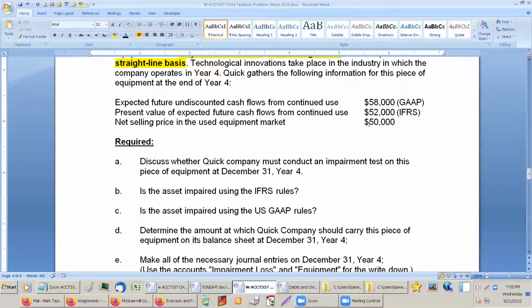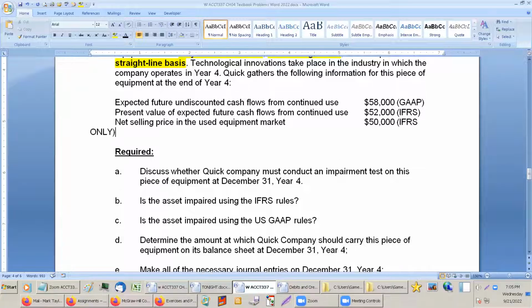And net selling price used in the market. This is only used for IFRS.